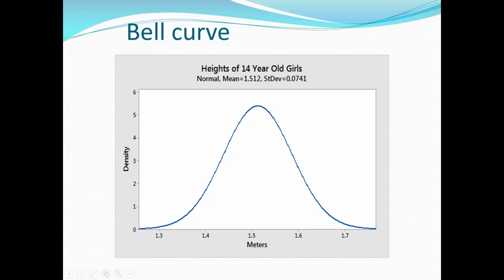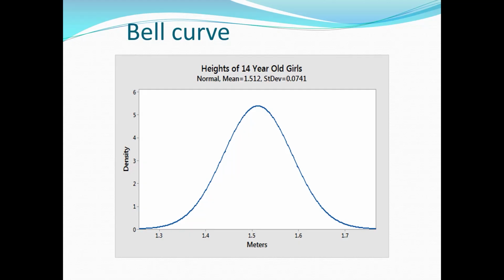I'll show you. Mean is 1.5, so this is the mean. The peak is the mean. On this side are the girls with height lesser than the mean, and these are the girls with height more than the mean. Both sides are equal. So there are an equal number of girls with less than the mean height and with higher than the mean height. So the variation distribution is symmetrical.